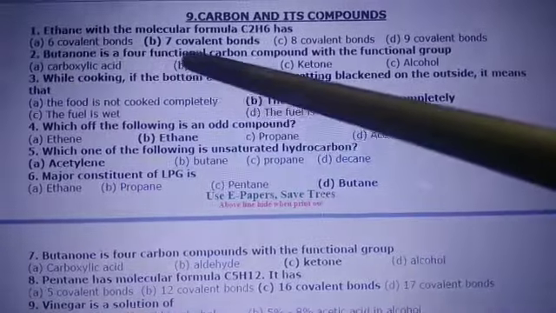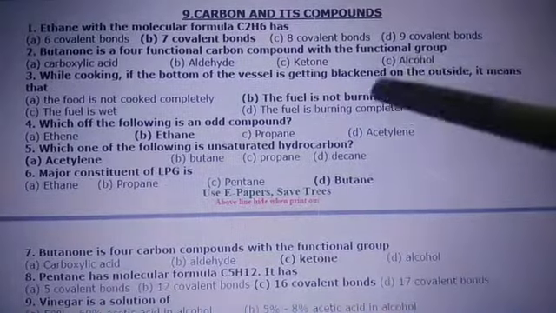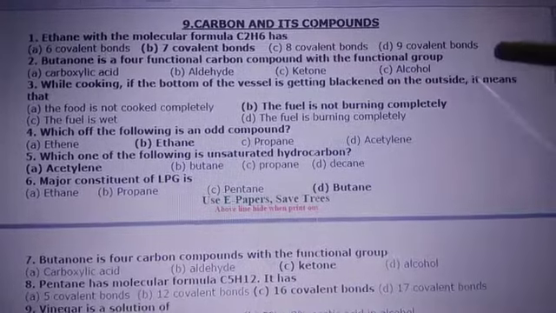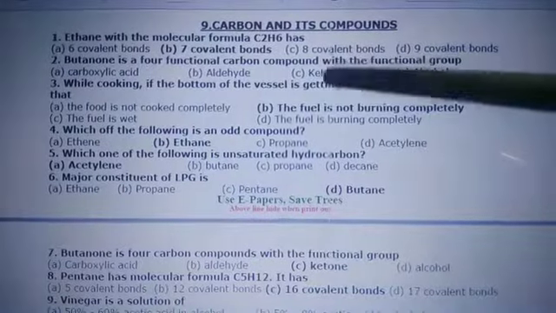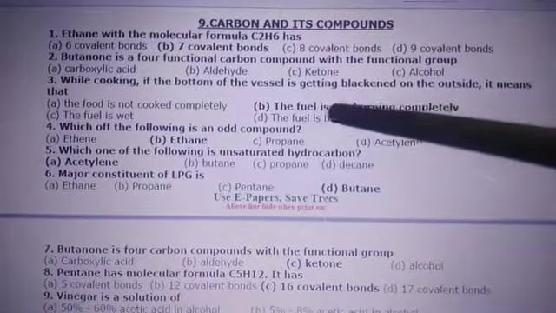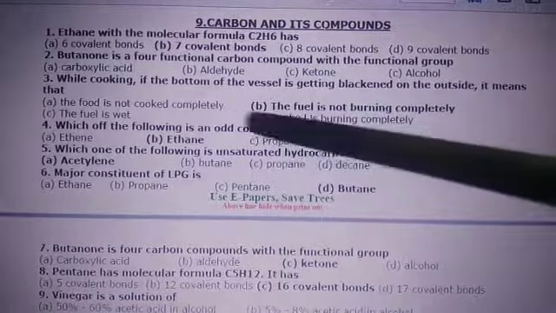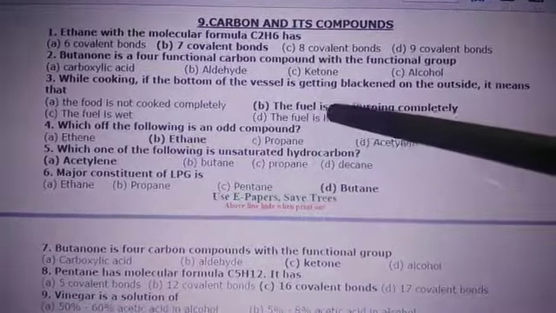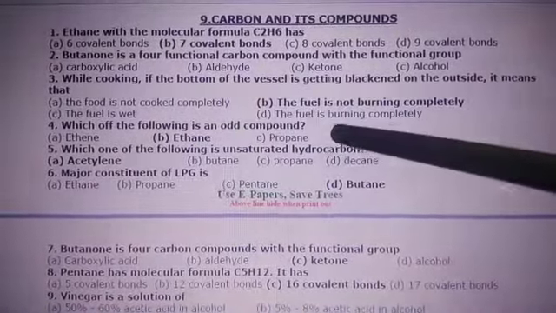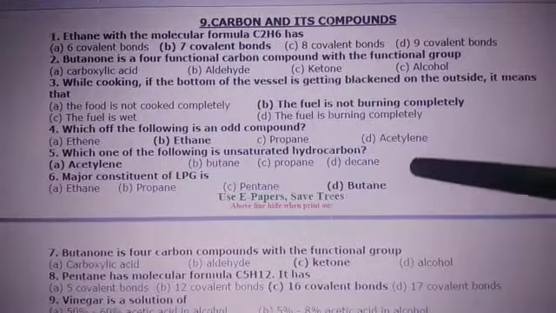Second, butanol is a 4-carbon compound with the functional group A, carboxylic acid, B, aldehyde, C, ketone, D, alcohol. The answer is C, ketone. Third question, while cooking, if the bottom of the vessel is getting blackened on the outside, it means that A, the food is not cooked completely, B, the fuel is not burning completely, C, the fuel is wet, D, the fuel is burning completely. The answer is B, the fuel is not burning completely.